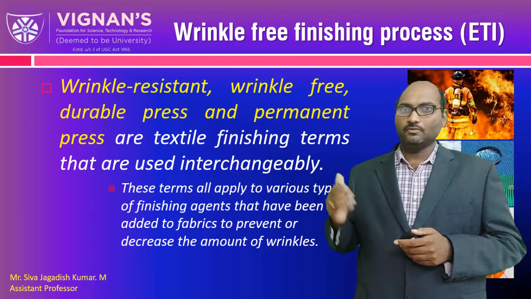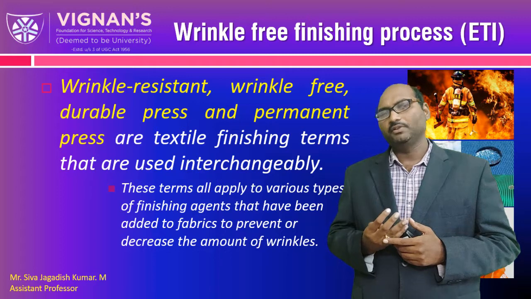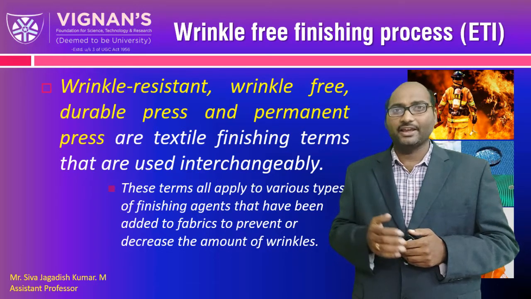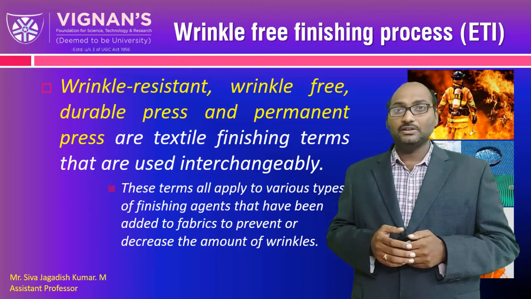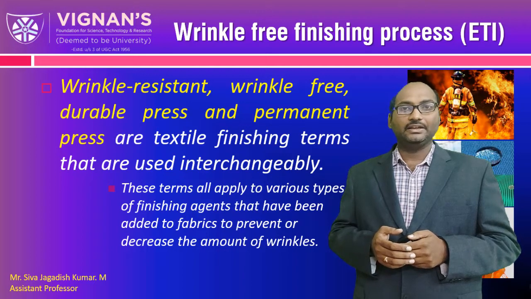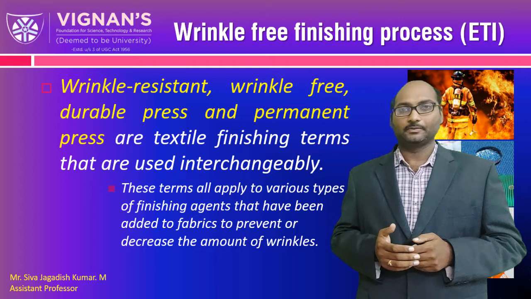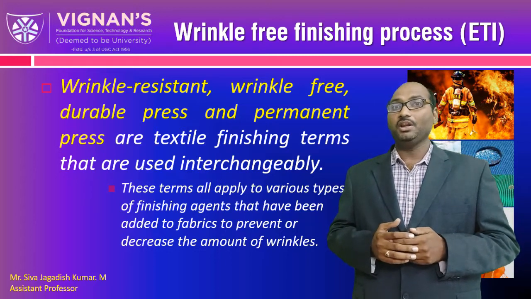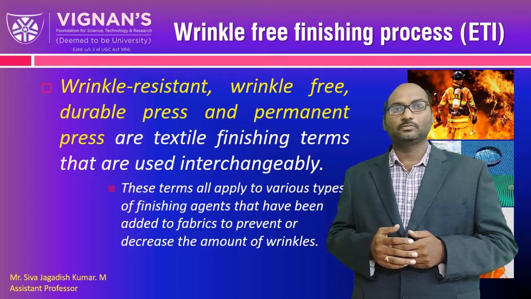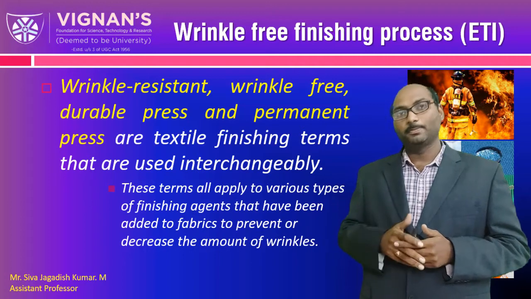So once we give this easy care finish, how will we come to know, how will we measure it? Basically with the help of the crease recovery angle, CRA. Generally for cotton, the recovery angle is very low, whereas in polyester it is better. So the easy care finish is a finish which will improve the crease recovery angle. This specific finish is the durable press finish.